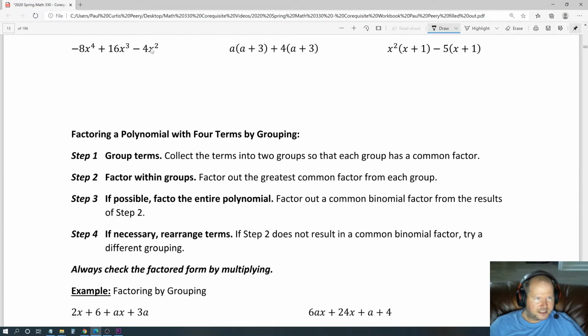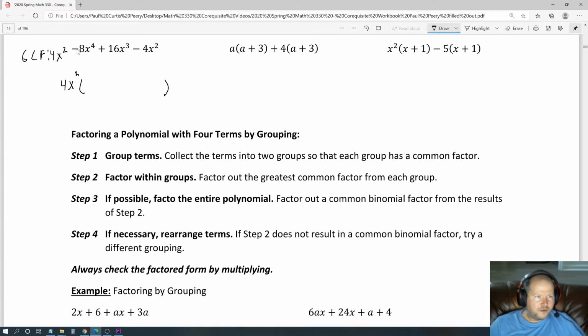So we have an 8, a 16, and a 4. It looks like the GCF is going to include a 4. We have x to the 4th, x to the 3rd, x to the 2nd. So we include x to the 2nd. So what we're going to do is we're going to have 4x squared, parentheses, and we divide by it.